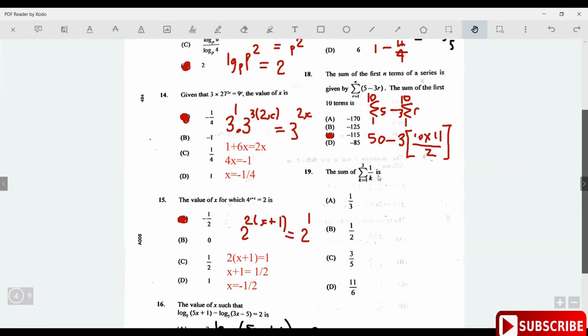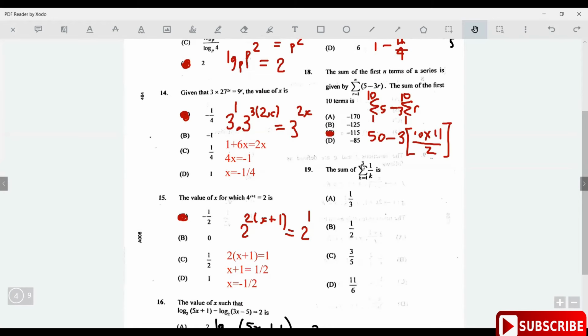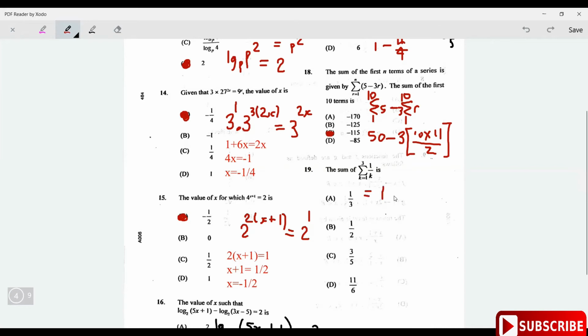Question 19 says, evaluate the sum from k equals 1 to 3 of 1 over k. So to evaluate this sum, we plug in k as 1. And so what we get is 1, plus, plug in k as 2, we get 1 over 2, plus, we plug in k as 3, we get 1 over 3. We add up all of that now to get 11 over 6. Easy question.